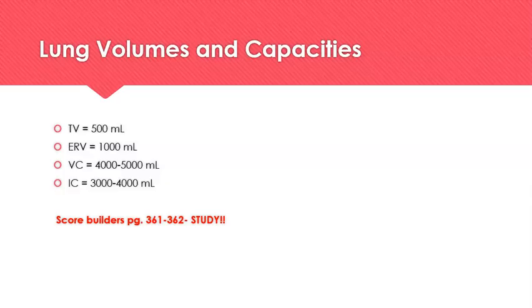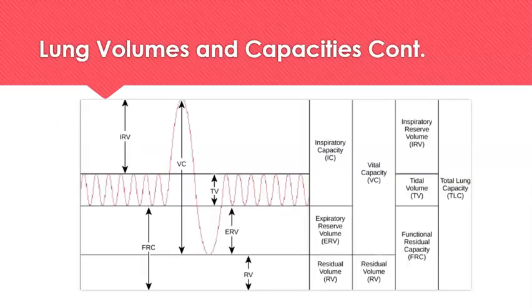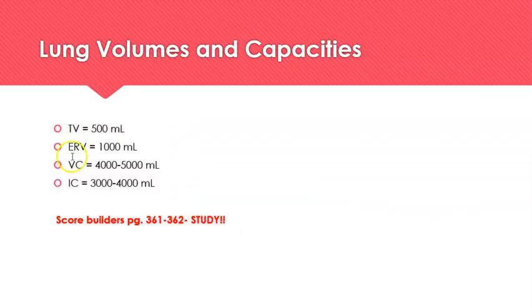And this is on page 361 to 362 in your Score Builders. So lung volumes and capacities, all the definitions for that, and then you're going to see this chart as well. We're going to talk about each one of these. But first, you definitely want to know these numbers right here: tidal volume, which would be 500 milliliters. A lot of times they'll talk about it as a percentage of total lung volume, or they'll actually give the milliliters as well. So I want you to be aware of both in case you see one source to another.